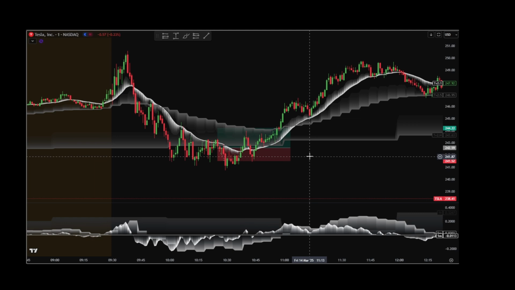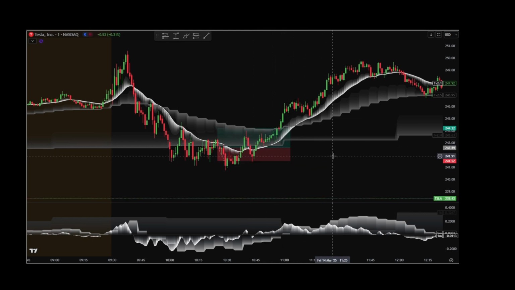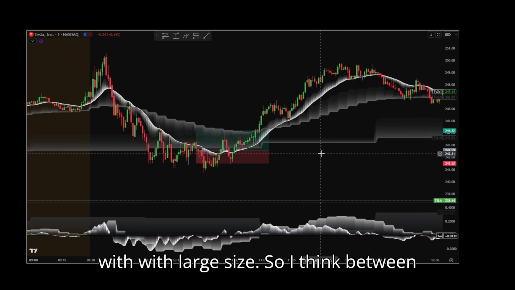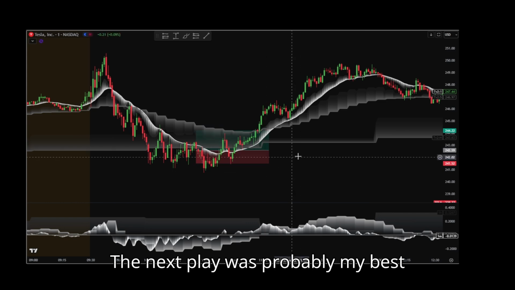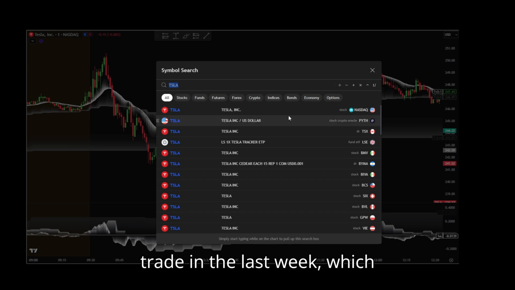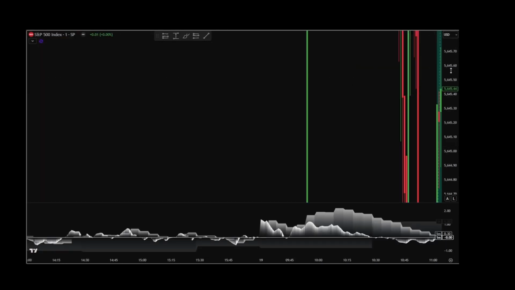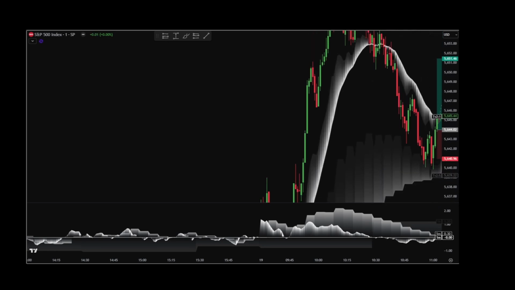But yeah, this one was not the best setup. That's all right. It's a small loss. I didn't take this with large size, so I think between the two entries I lost $184. The next play was probably my best trade in the last week, which was back on SPX. And it was also on Friday.